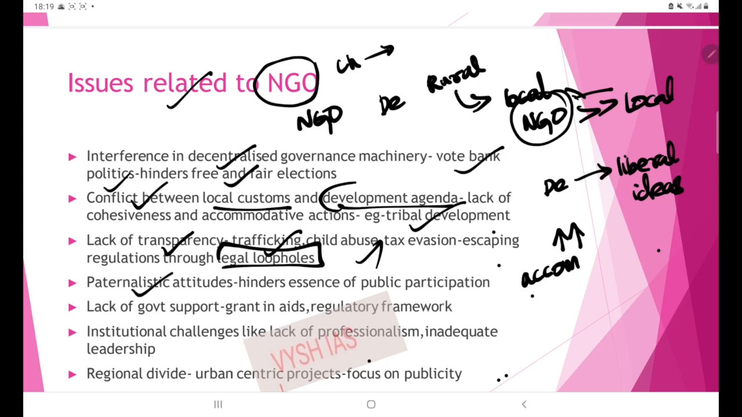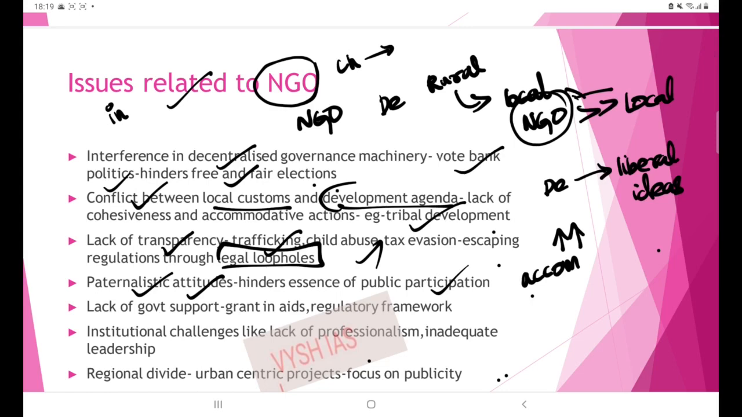What this means is that NGOs over a period of time are thinking that they only know everything about rural development. Others are not to be involved because they are not capable. They see the other communities as incapable. They think they are the supreme power and they can only drive development. Such a kind of attitude is coming. So it actually hinders the essence of public participation. They are making all the decisions for a community.